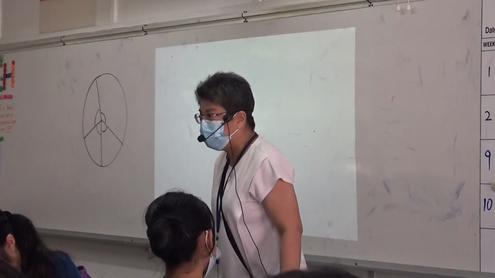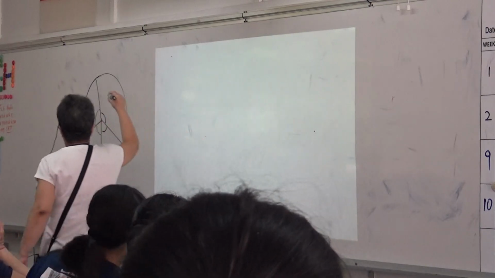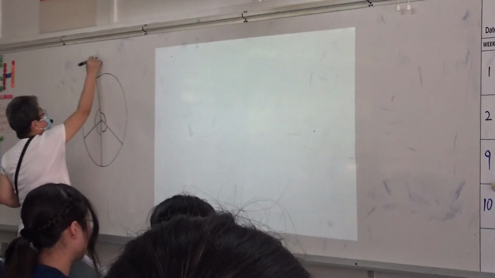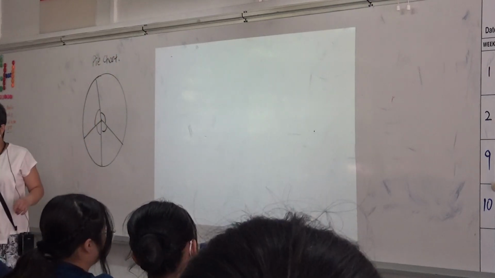Percentage form. Right. Okay? Now, this is what we did the last time. This is called a pie chart.